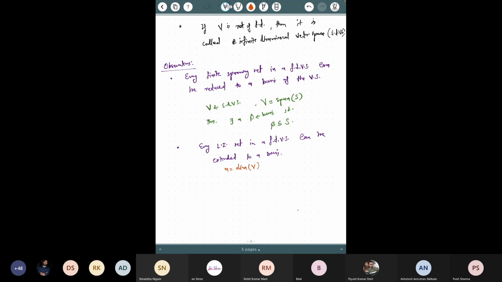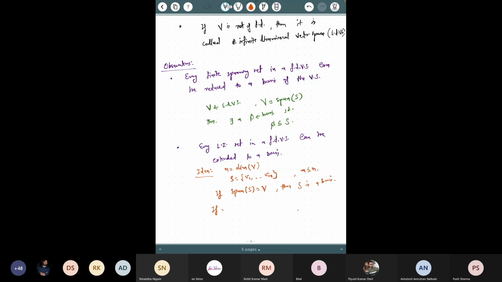Since it's a finite dimension. Okay, so I'm giving you the idea of this proof. You are given a linearly independent set, any linearly independent set. So let's say S is your linearly independent set containing m vectors. Clearly m is less than or equal to n. So if m is equal to n, or you can say if span of S is equal to V, then S is a basis and you are done. There is nothing to prove.